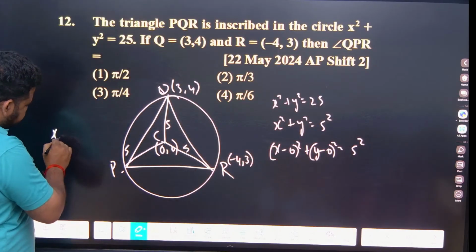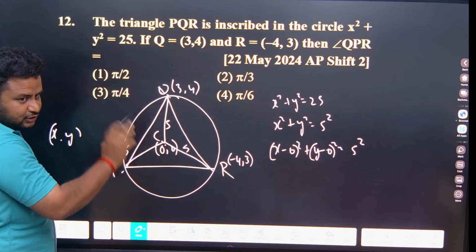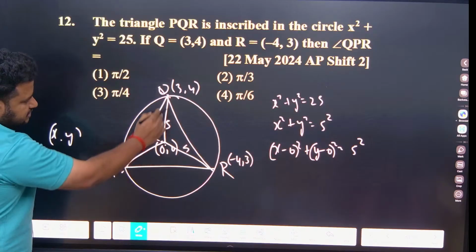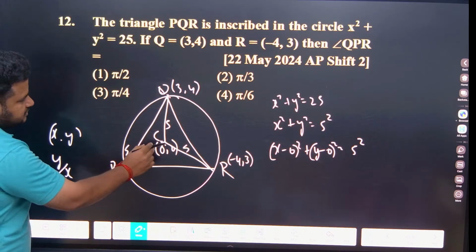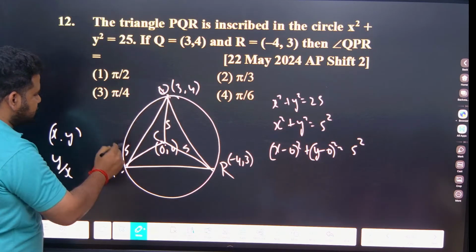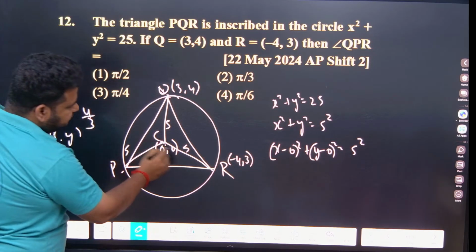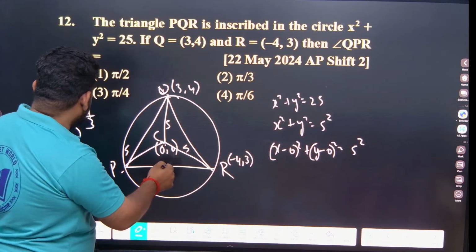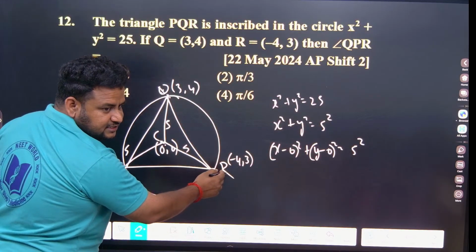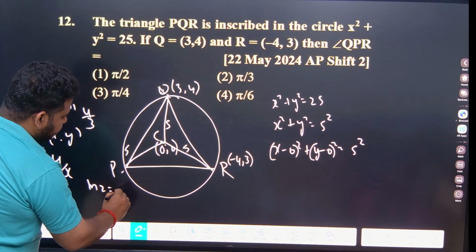If the points are given as x comma y, the slope of the line from the origin is given by y by x. The slope of this line CQ is y by x, which is 4 by 3. Let this be m1. The slope of this line CR is also y by x. Y is 3 and x is minus 4, so m2 will be minus 3 by 4.